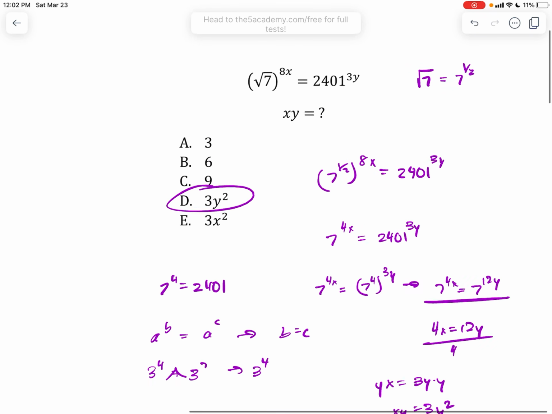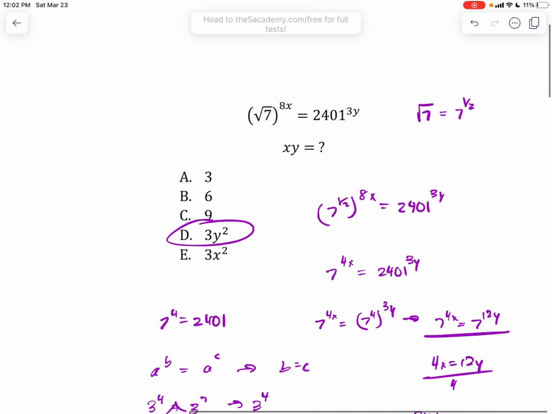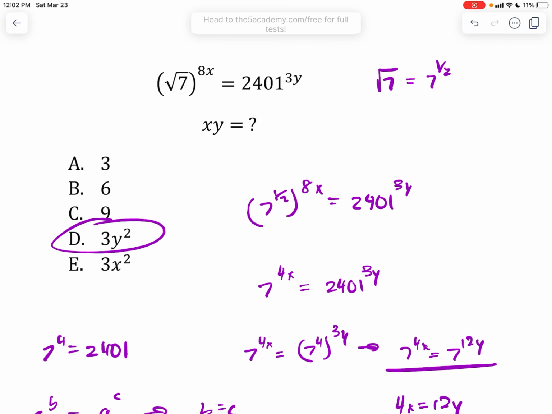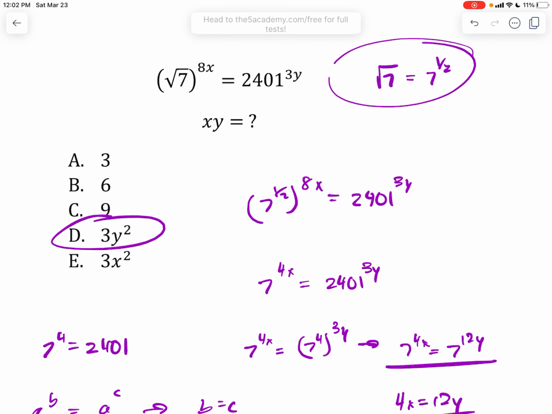Kind of a weird problem, but what's the rule here? Again, let's go skill by skill and identify what it's asking you to do. First, know how to convert from a radical to an exponent. If you see a square root, think of it as the same thing as whatever's inside the square root all to the half. If you see a cube root, it's the same thing as whatever's inside to the 1/3.